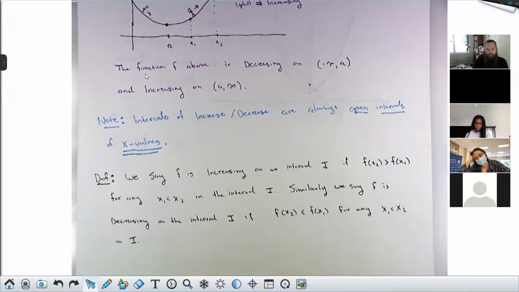And this again hints at why we always use open intervals, because you need to be able to compare two things to talk about increasing and decreasing. If you're going to say you've got a closed interval on which your function is increasing, that means you're going to tell me that you're increasing at that endpoint. But at that endpoint, you don't have anything to compare to. It's just the single number. So open intervals are intimately related to this concept of increase and decrease.